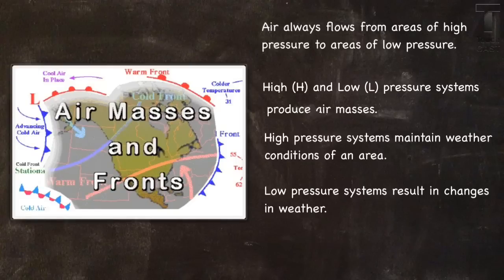The first thing you need to know is that air always flows from areas of high pressure to areas of low pressure. High and low pressure systems produce air masses, and a high pressure system maintains the weather condition of an area. So if it's warm, it's going to stay warm. And low pressure systems result in changes in our weather, such as thunderstorms and rain.